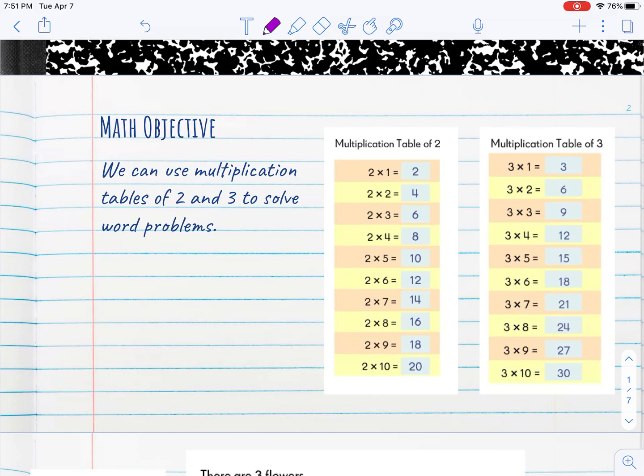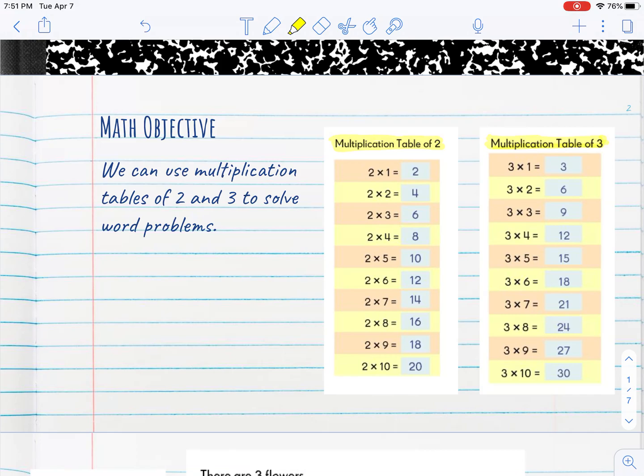Over here we have the multiplication tables of 2 and 3. Remember that a multiplication table, we're not talking about the type of table that we sit at to eat or the type of table we sit at to learn, okay? A table is like a chart, like a graph. It's a way to collect information, okay? So here we have the multiplication tables of 2 and 3.